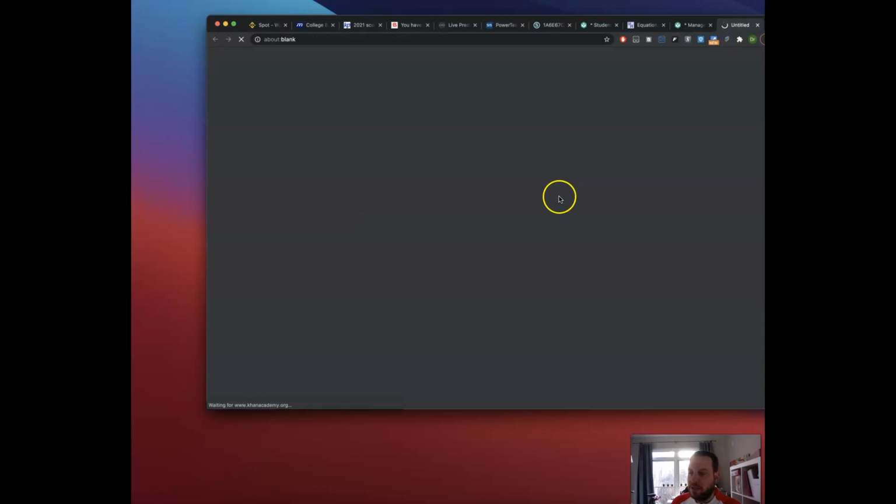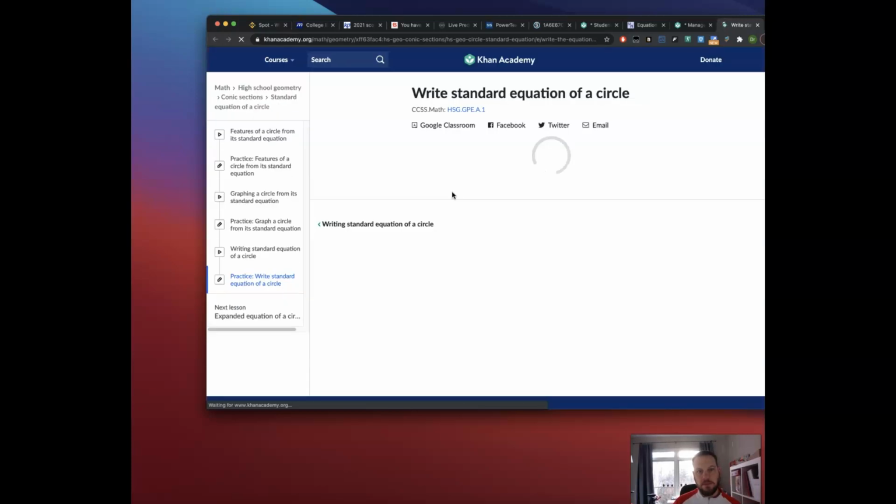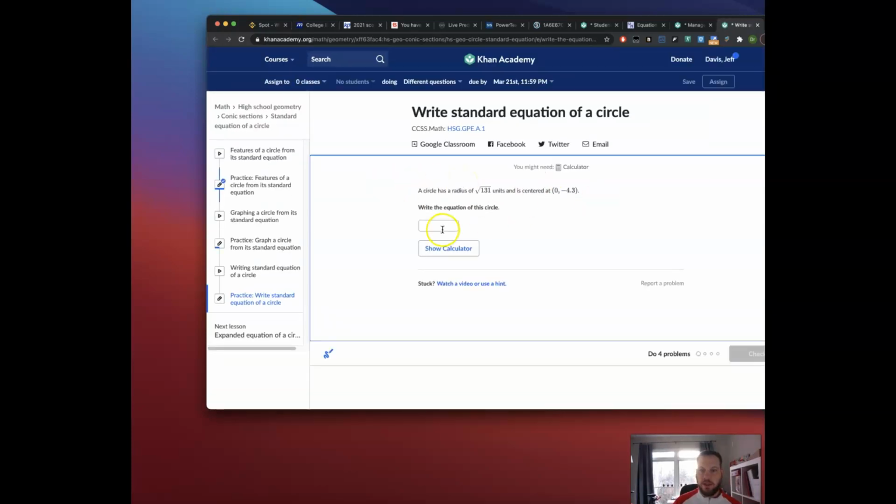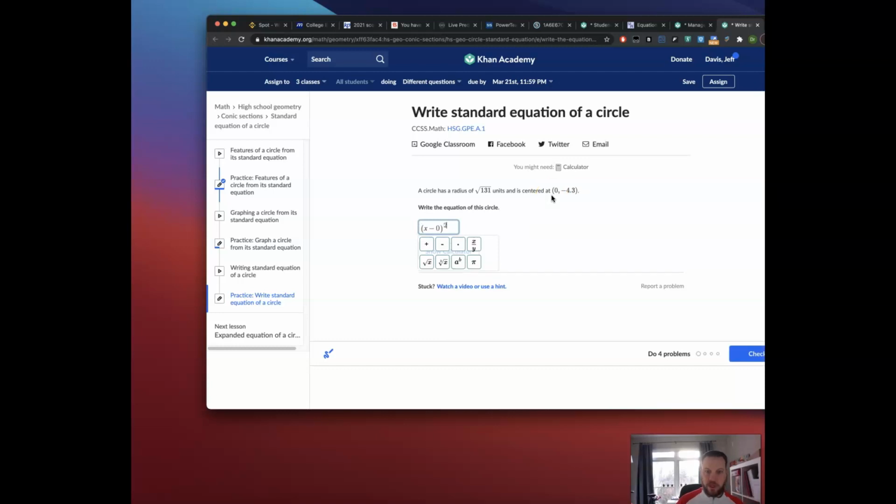Write the standard equation of a circle, so we're going backwards here. I don't know if they might give you a graph in some of the other ones, but here they're just giving you a point. So it's going to be x minus the x value squared plus y minus the y value squared, equals the radius squared. Well, if you square the square root of 131, it's just going to be 131. So this 0 is being subtracted. This -4.3 is being subtracted, which makes it plus, and then we square that.